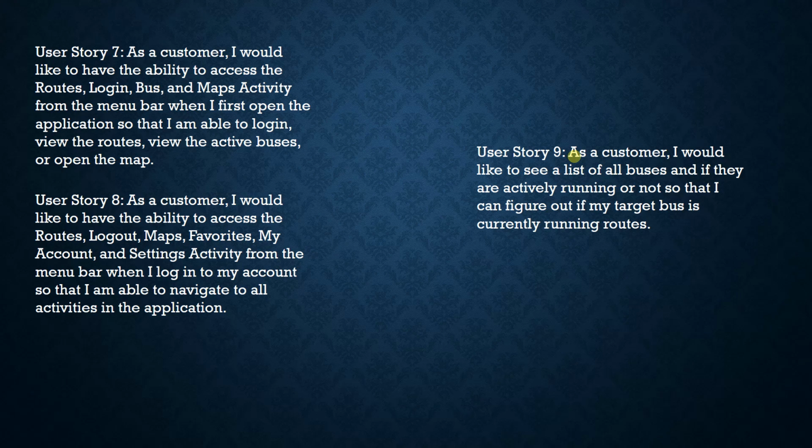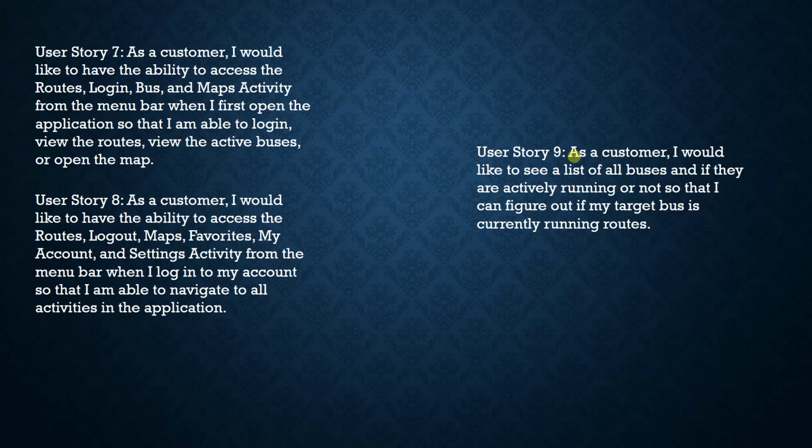The second user story is, as a customer, I would like to have the ability to access the routes, logout, maps, favorites, my account, and settings activity from the menu bar when I log into my account so that I am able to navigate to all the activities. The way I did this was I just made a function that changes the menu to the different things depending on if you were logged in, and set those function calls up for after you logged in. It was a little bit more complicated than that, but that was the general gist of what I did.